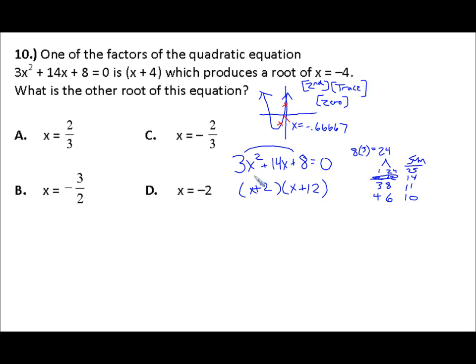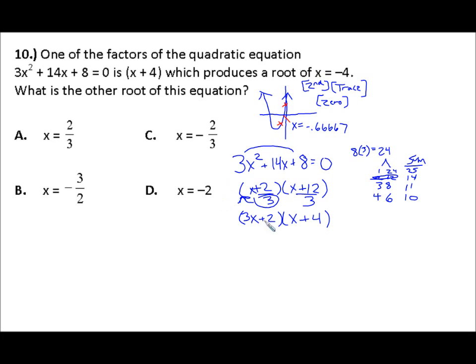but we do have to remember to divide out the leading coefficient. Fractions become simplified, as in this one, 12 over 3 is just 4, so that's x plus 4. And this fraction, because it doesn't simplify, take the denominator and you push it in the front of the factors, so it becomes 3x plus 2. That's one of the ways of solving a quadratic like this, by factoring.